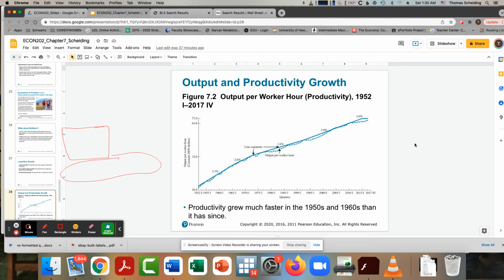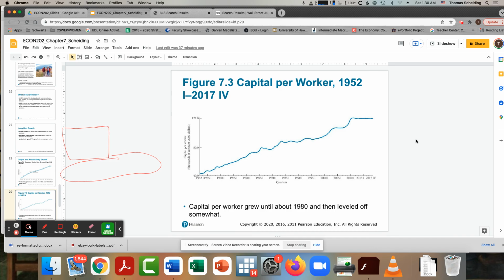Part of the reason economists believe that is because look at the change here. You had a slope that was going up, and then it falls, and the slope changes in the 1980s. So maybe one reason why productivity slowed down in the United States is because capital per worker investments slowed down. And what that would mean is that economic growth in the United States as a whole slowed down as well.